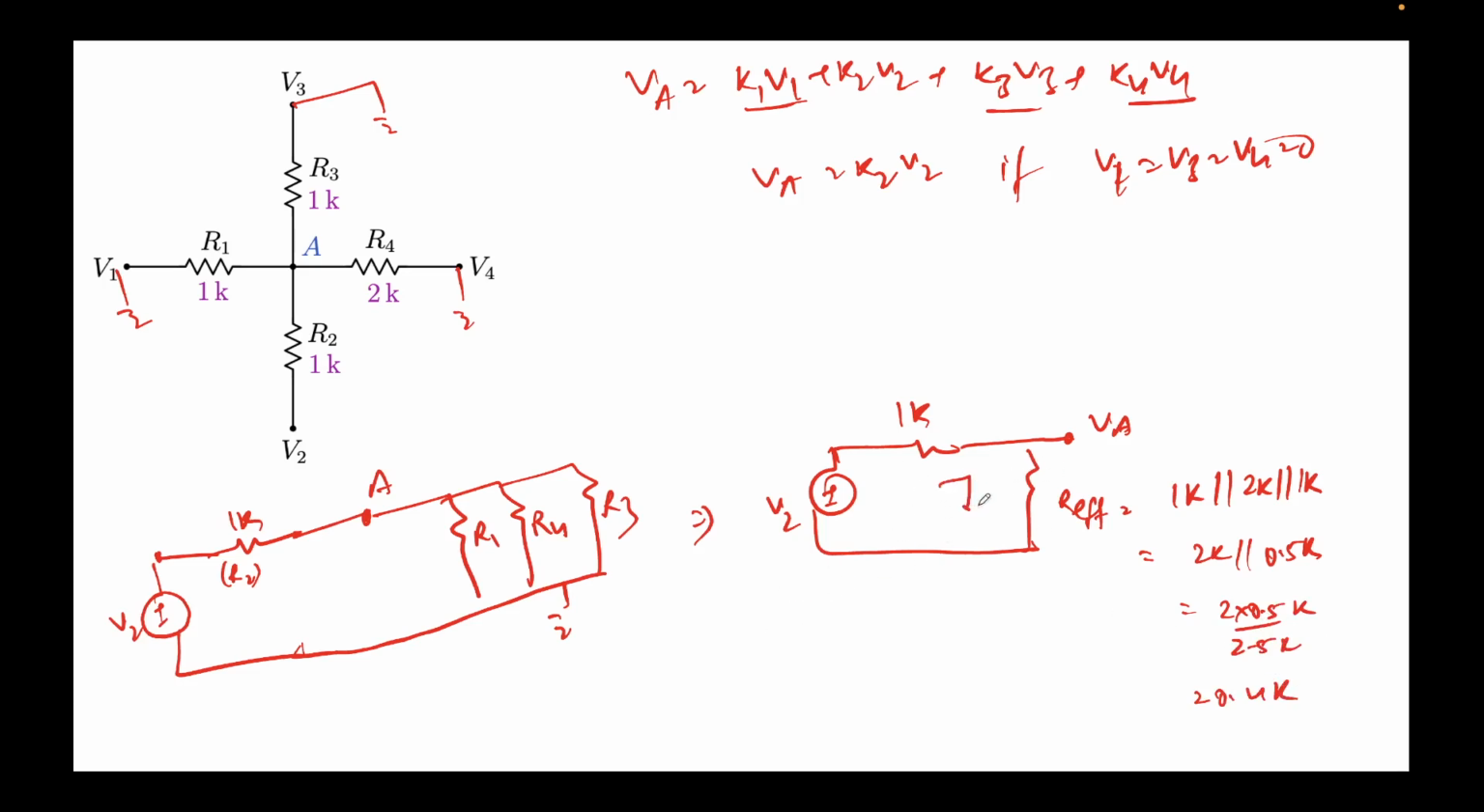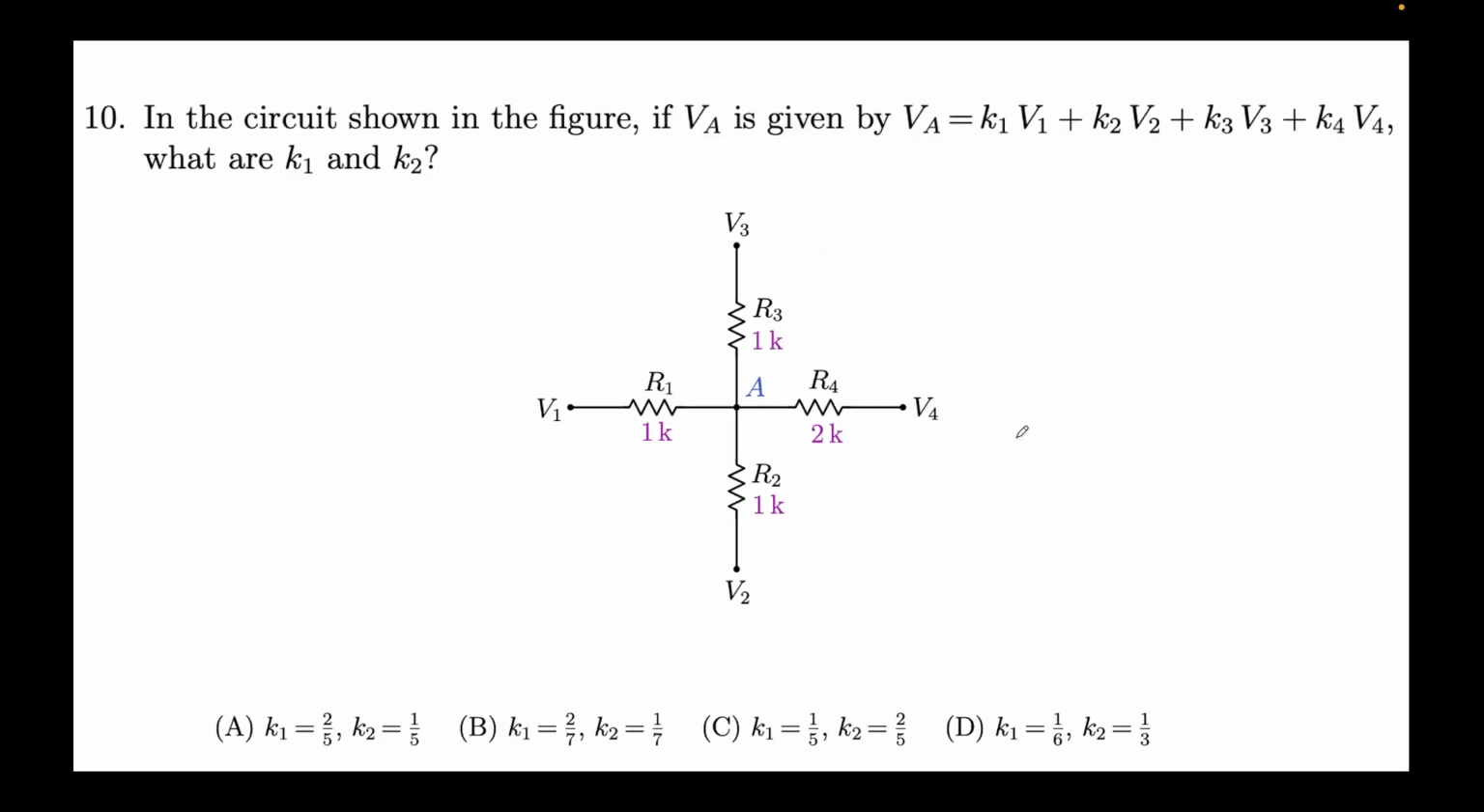So again I assume current I. So VA will be equal to I times R effective, which will be equal to V2 over 1K plus 0.4K times 0.4K. This will come out to V2 into 0.4 divided by 1.4. So again VA is coming out to be 2 by 7 times V2, just like the previous one. For some reason it's 1 by 7, which I don't think is correct, because V1 and V2 are effectively the same. They're interchangeably used. So B is the correct option. This is wrong. This has to be 2 by 7.